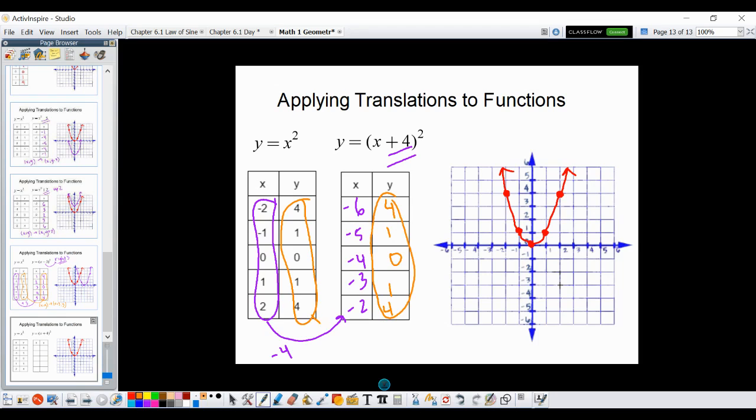So our rule will be (x, y) transforms to (x minus 4, y). Seems like for the x values we subtracted 4, and for the y values it stayed the same. So then this will result in moving the graph to the left 4.